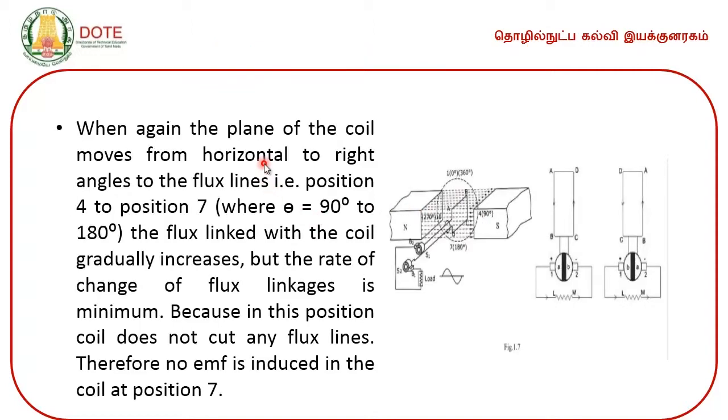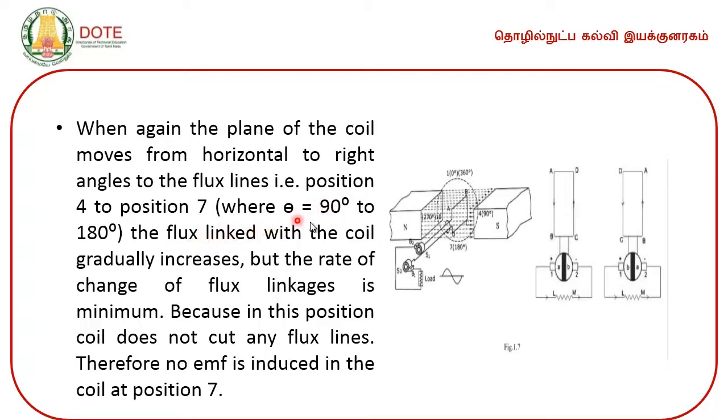When again the plane of the coil moves from horizontal to right angles to the flux lines, that is position 4 to position 7, that is it moves from the angle 90 electrical degrees to 180 electrical degrees.